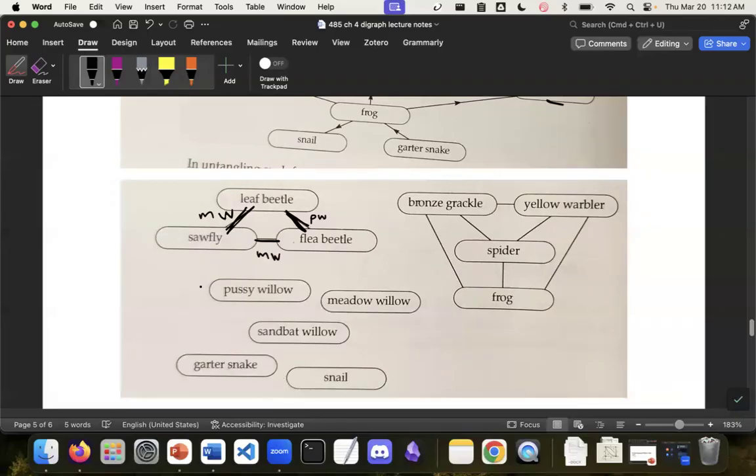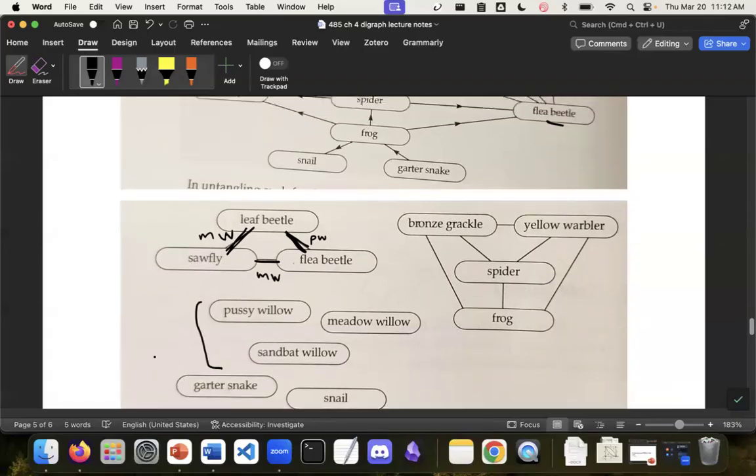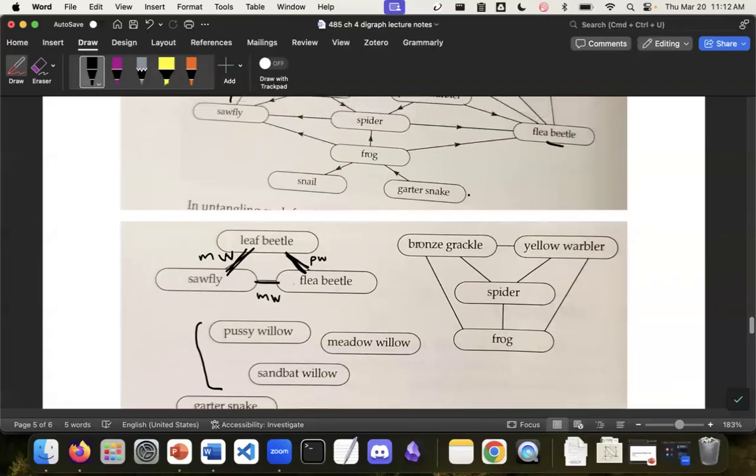So the trees are just prey, and so they're lonesome. And the snake doesn't share prey with anyone, so that's why it's off by itself. And the snail is also only prey, so that's why it's off by itself.